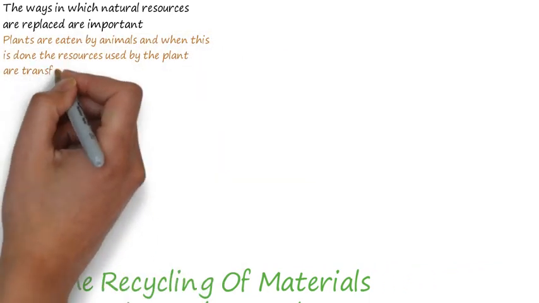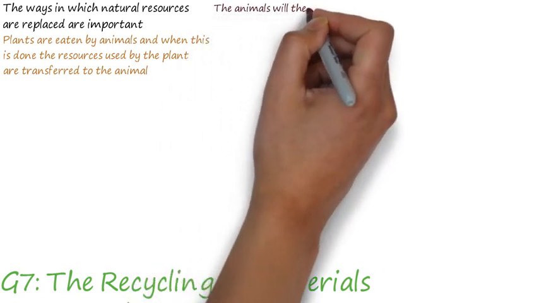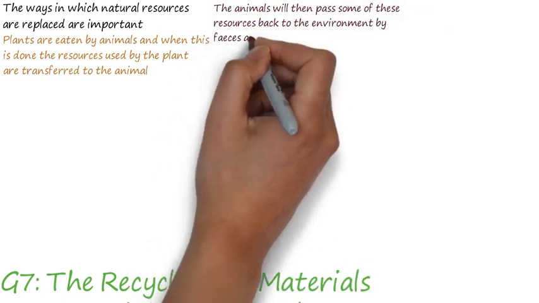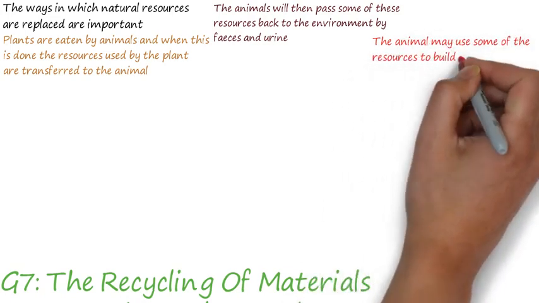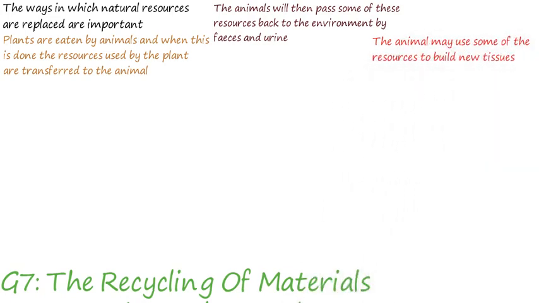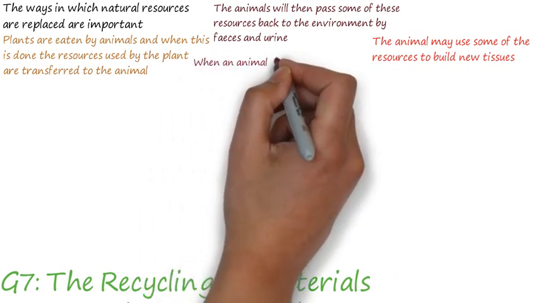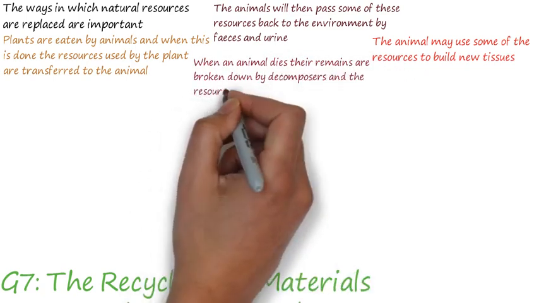We know that plants are eaten by animals, and so when this is done, the resources used by the plant are transferred to the animal. The animal will then pass some of these resources back to the environment by feces and urine. However, the animal may use some of the resources to build new tissues and so on. These resources will only be recycled once the animal has died.